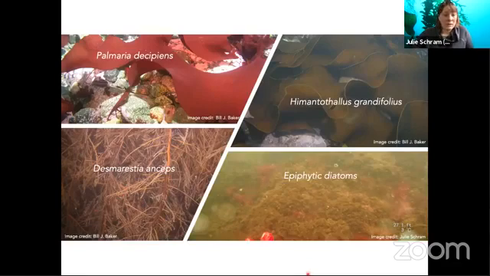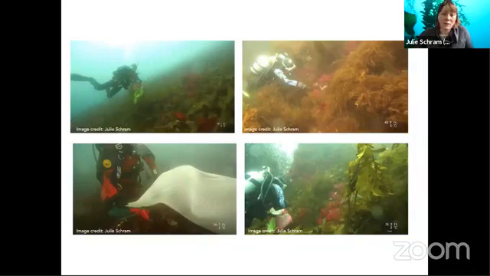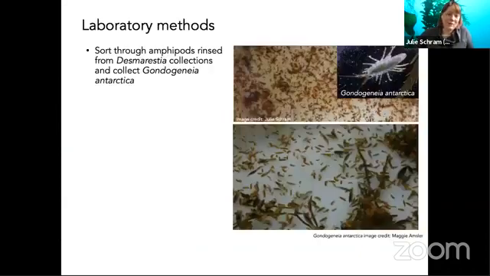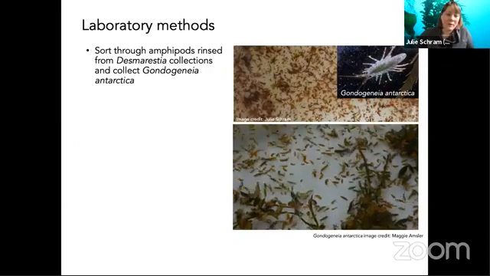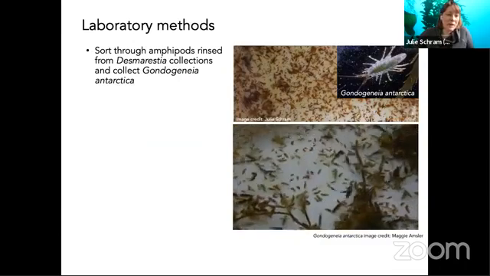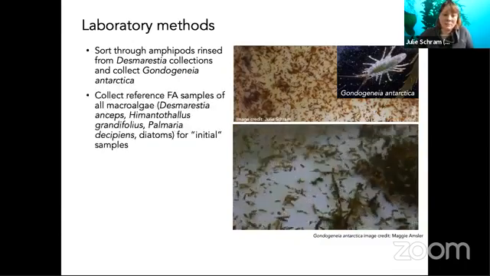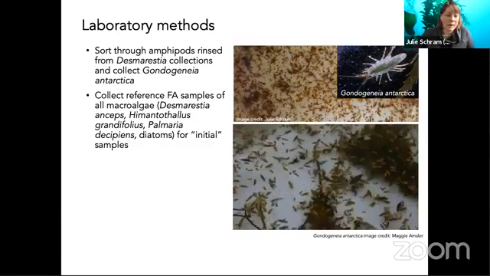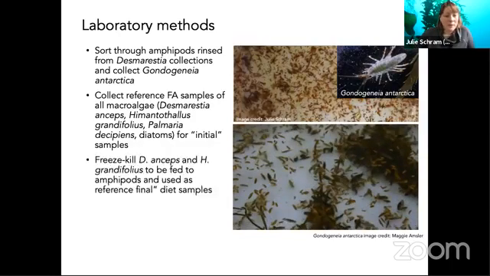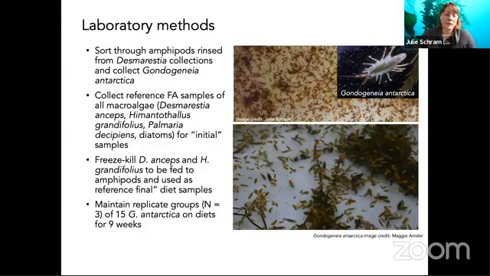Each of these seaweeds and amphipods were all collected by hand, like I previously described. They were brought back to the lab where we sorted out the amphipods from everything else. And then we collected reference or initial samples for all of the diets. And then we freeze killed the Desmarestia inceps and the Hemanthophallus. That's because Gondogenea will not eat them alive, but they will eat them as they're decomposing tissues. And that's not because their chemical defenses are breaking down. And so we maintained these amphipods on monospecific diets for 9 weeks.